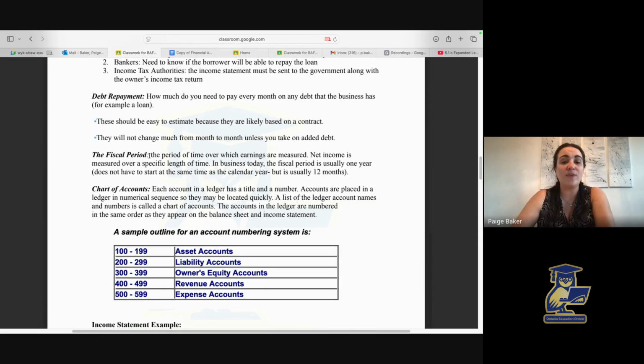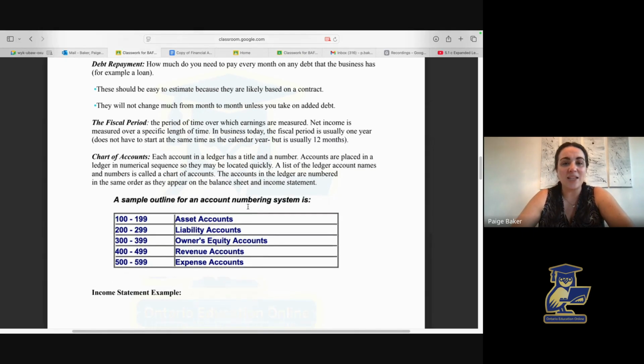Now, with the fiscal period, this is the period of time over which earnings are measured. Net income is measured over a specific length of time. Typically, this is 12 months. So when we talk about a fiscal period, most businesses use a 12-month period. However, that doesn't mean that it follows our calendar year, so from January 1st to December 31st. Your fiscal year could start in October. It could start in June or July. But it is typically 12 months in length.